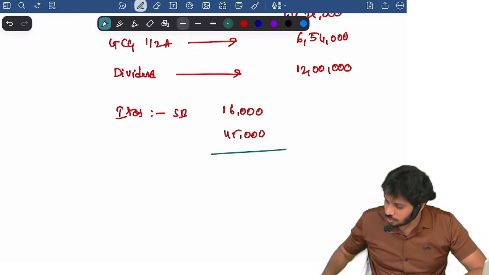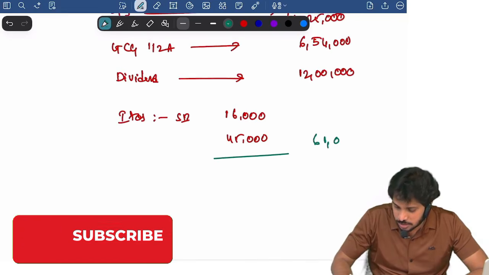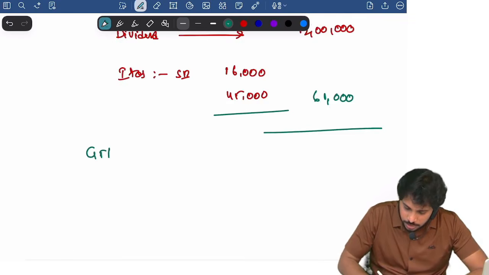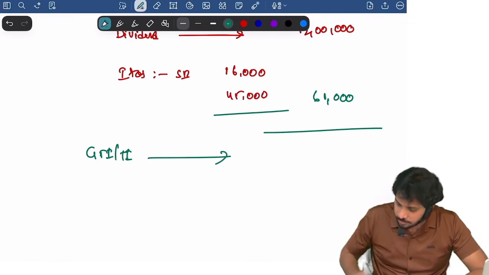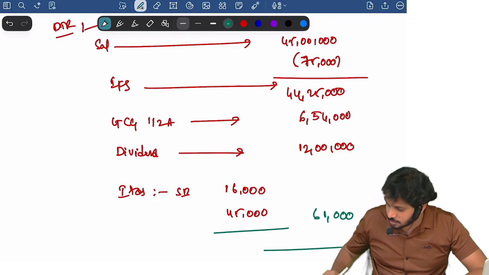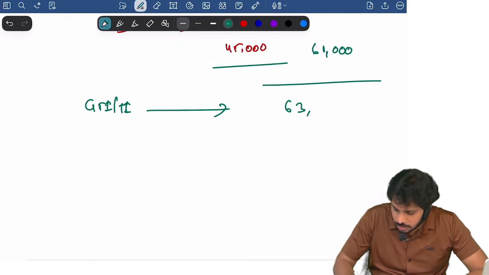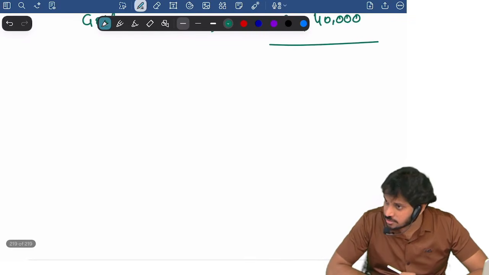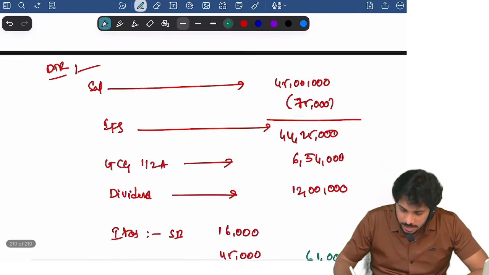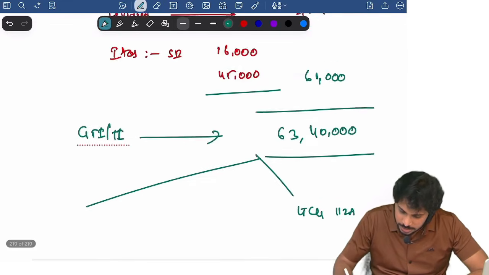Yes or no? So how much is that? 45,000 plus 16,000 is equal to 61,000. Are you clear? So I can close gross total income or total income because it's the default tax regime. 44,25,000 plus 6,54,000 plus 12 lakh plus 61,000 is equal to 63,40,000 is the total income. Can I compute tax on this? Now in this, LTCG under 112A is there. How much is LTCG 112A? 6 lakh.